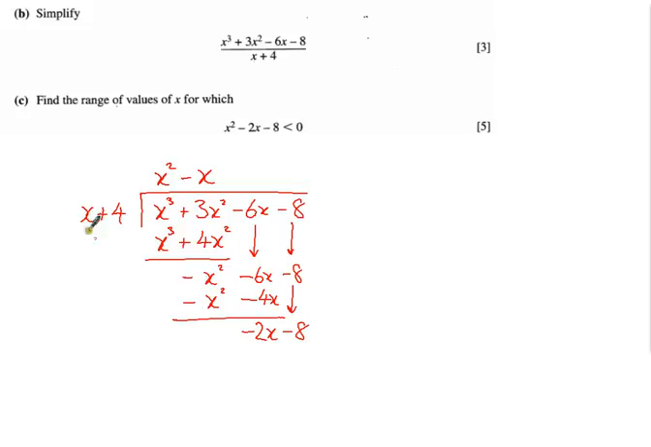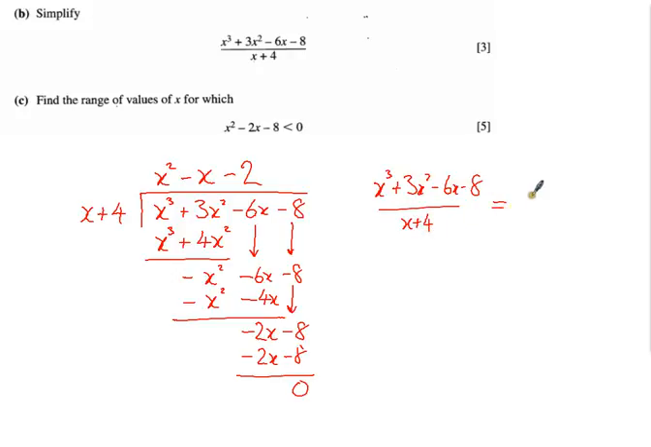And last stage, x goes into minus 2x minus 2 times. Multiply through, that's minus 2x minus 8. And you'll notice we have no remainder here. So when I divide x cubed plus 3x squared minus 6x minus 8 by x plus 4, the answer is simply x squared minus x minus 2. We could have done that by using the factor theorem, saying if there are common factors, and then cancel above and below, but hopefully we should be able to do long division as well.